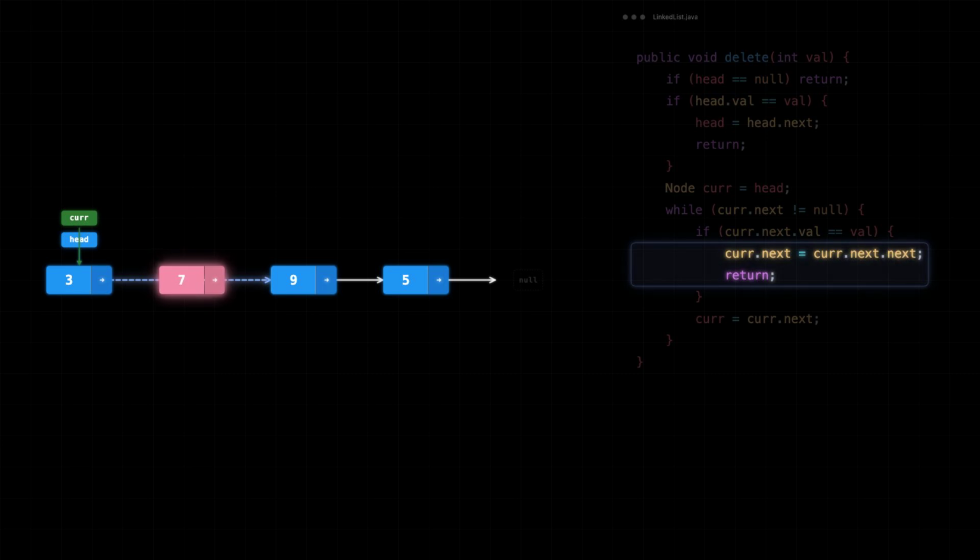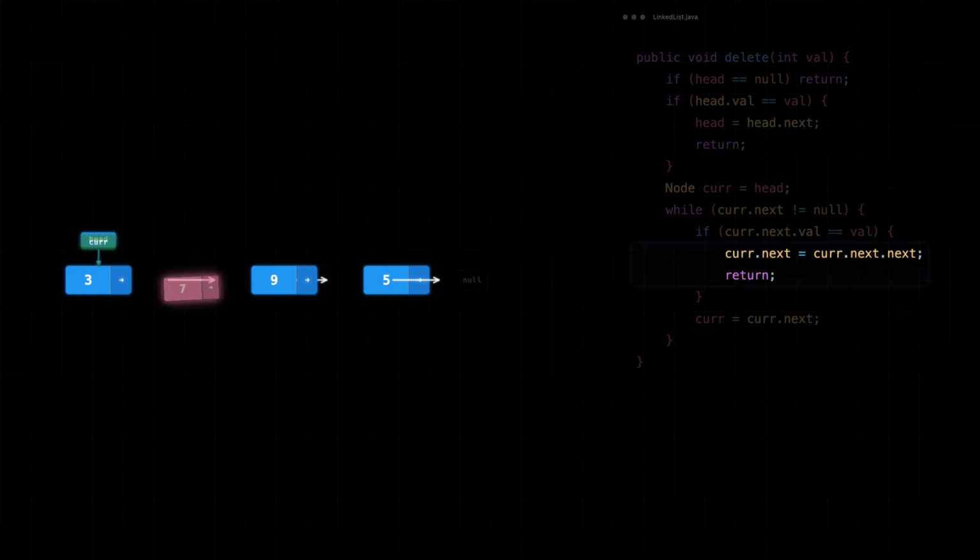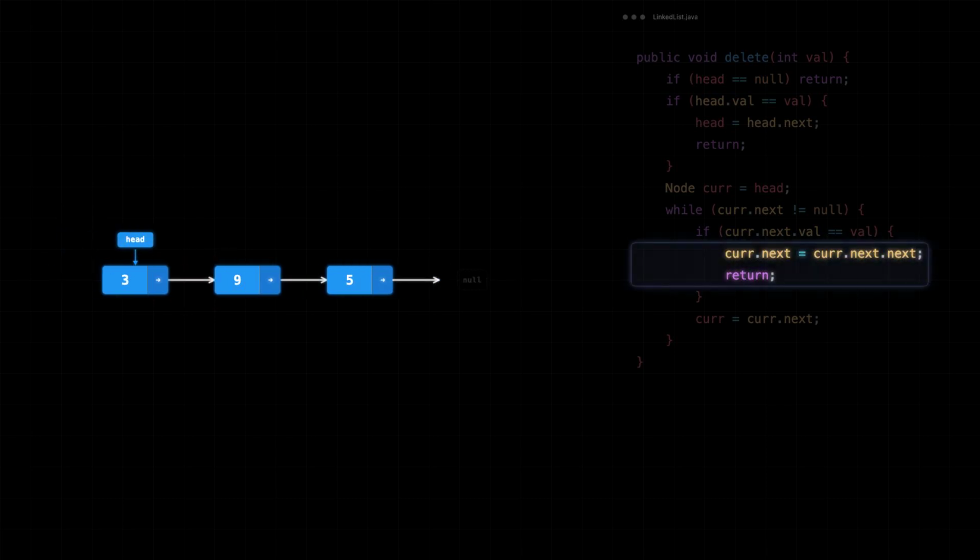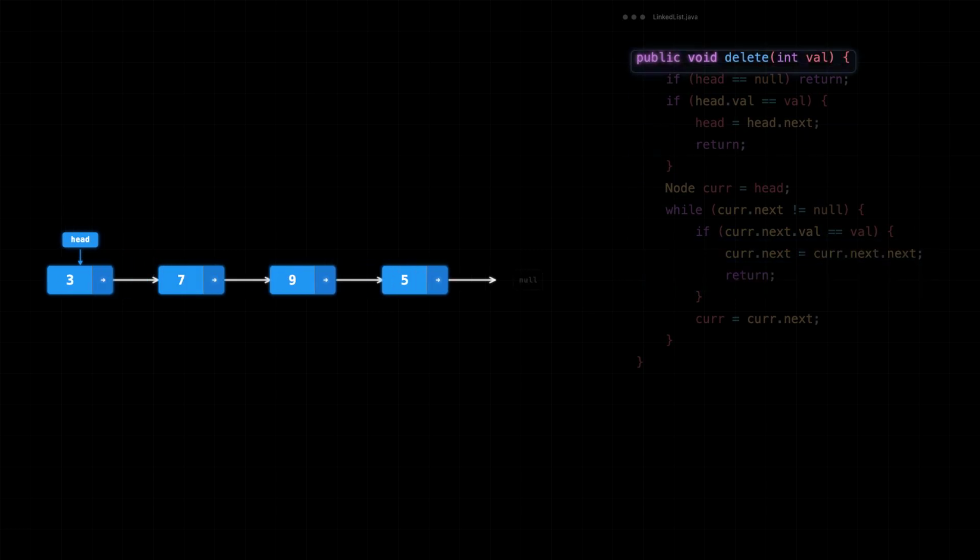Here's the key move. We set cur.next to cur.next.next. So 3 no longer points to 7, it skips straight to 9. 7 is bypassed. And 7 is gone. The list reconnects cleanly. 3, 9, 5. No gaps. Last case. What if it's the tail, the very last node?